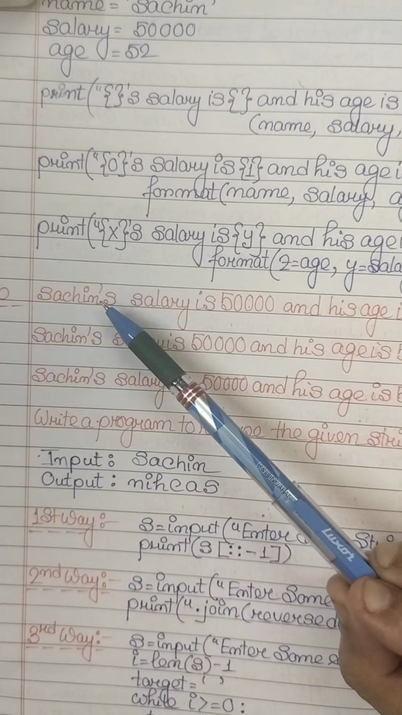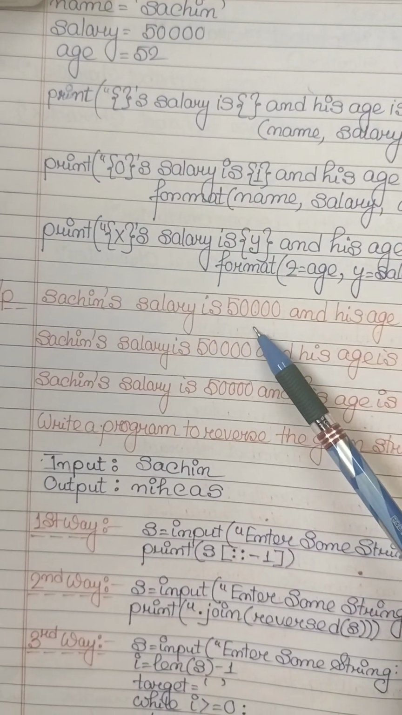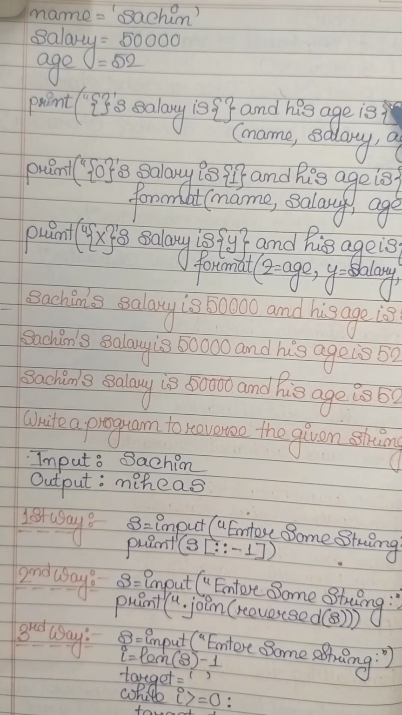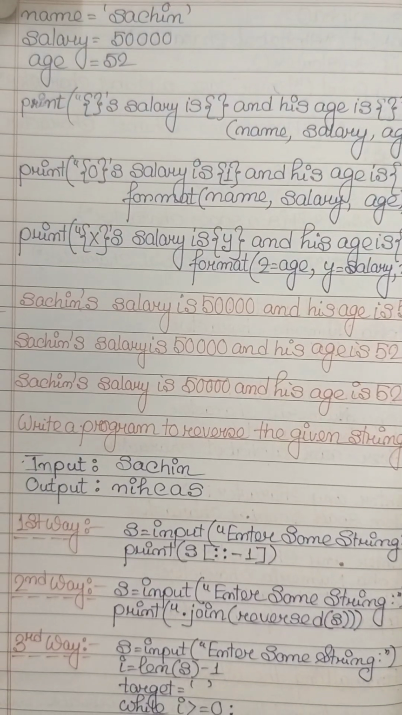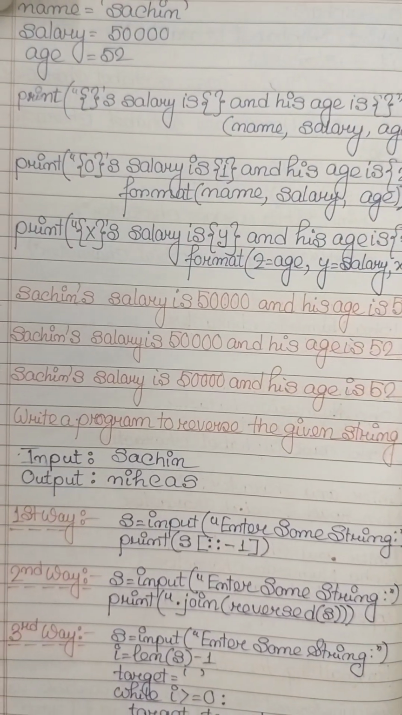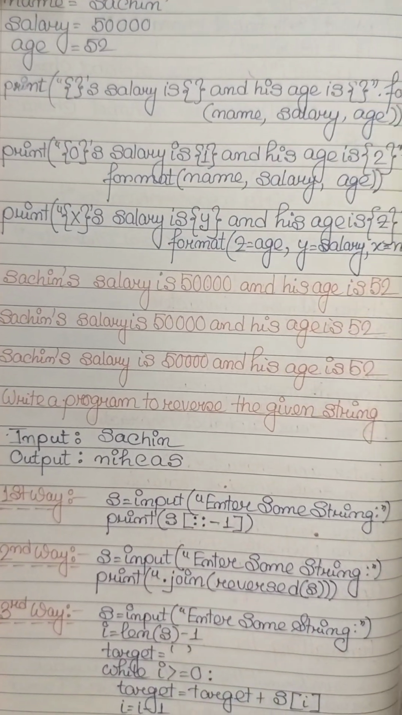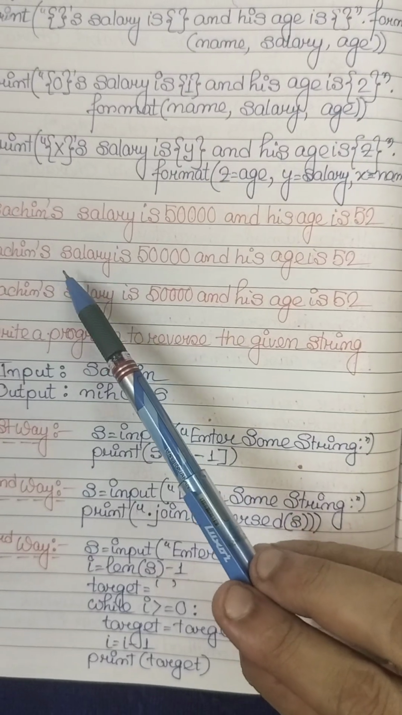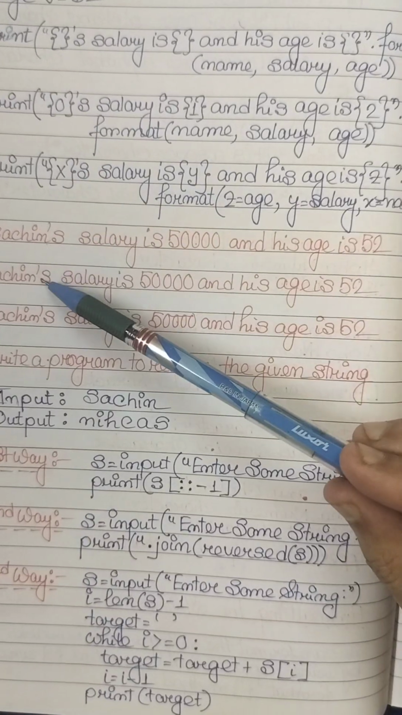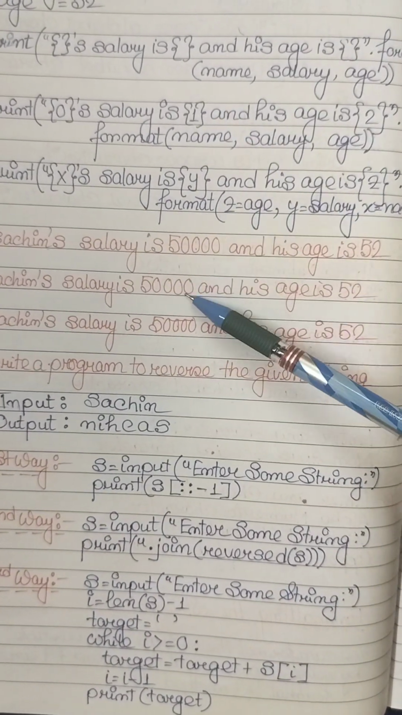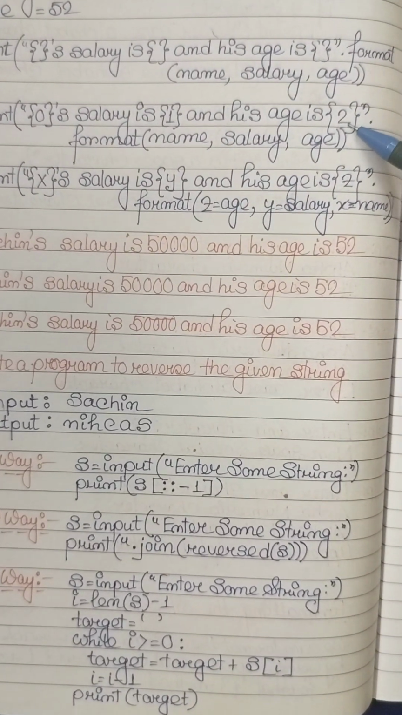Okay. Now the first output will be for the first program. Here we show Sachin's salary is 50,000 and his age is 52. Good. Here 50,000 comes for salary, the name is here, and age is printed in this portion. In the second, Sachin's salary is 50,000 and his age is 52. In the 0 position we have Sachin, in the 1 position 50,000, and in the 2 position we print the age of Sachin.